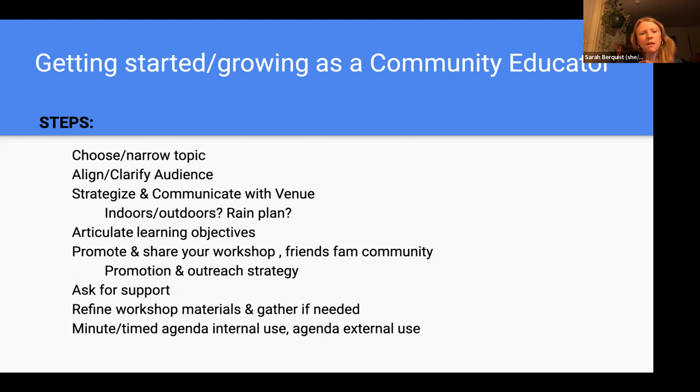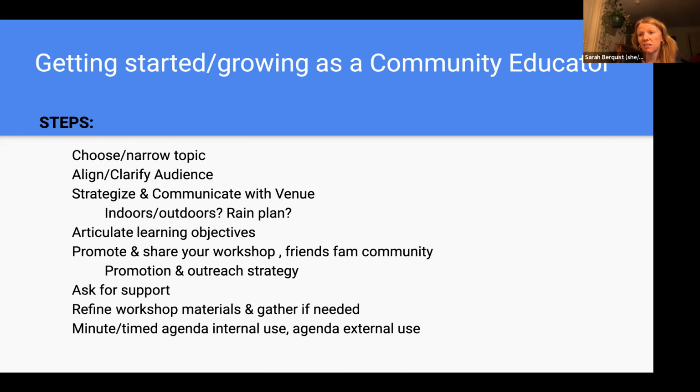And they're not always happening linearly. So maybe you're reaching out right now to communicate with a venue, seeing what's possible, and then planning around that. That's the thing in community education. It's not always clear. You're kind of bopping around and putting things together concurrently.